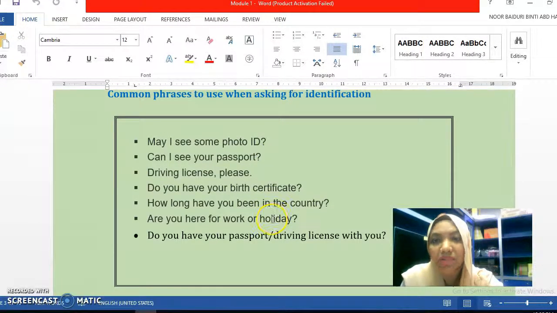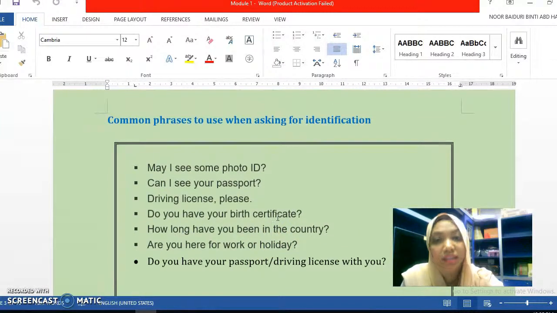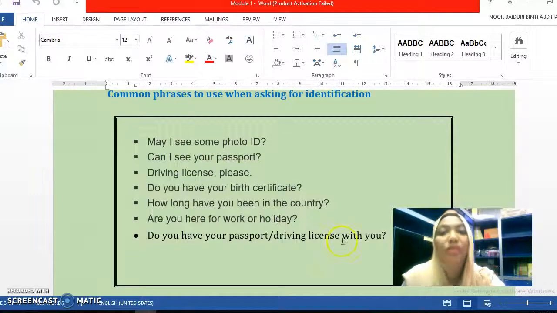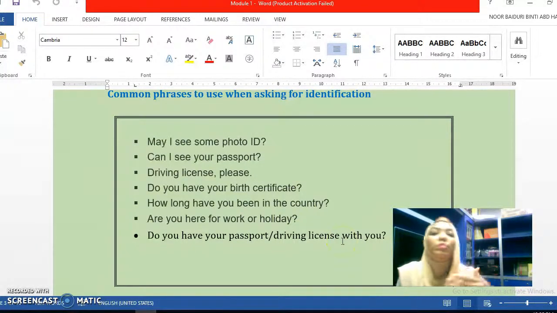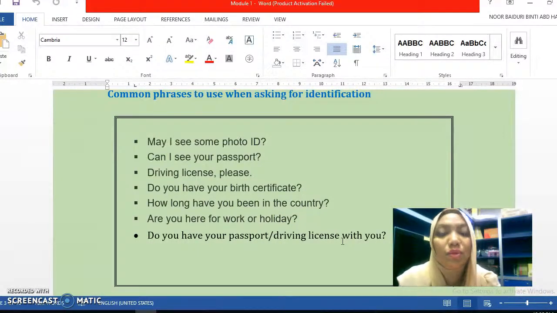Now let's go to the common phrases that we can use when asking for identification. First one: you see someone who is acting a little bit suspiciously, and you can approach the person and start your conversation by saying, "Excuse me, sir, may I see some photo ID?" Or, in our Malaysian context, you would normally ask, "Sir, can I have your IC?" We call it IC, right?